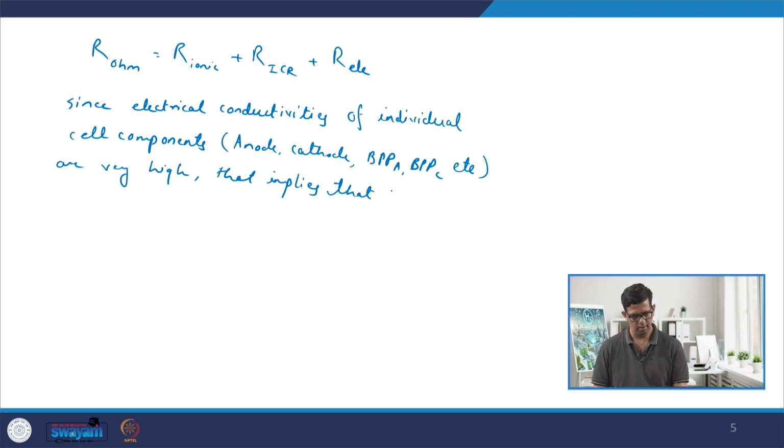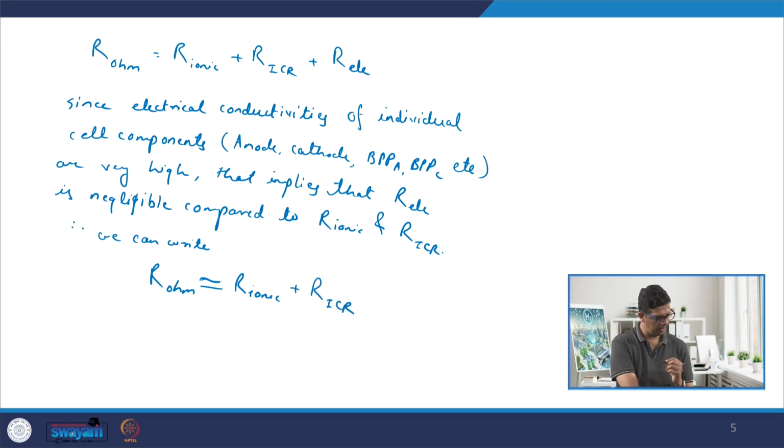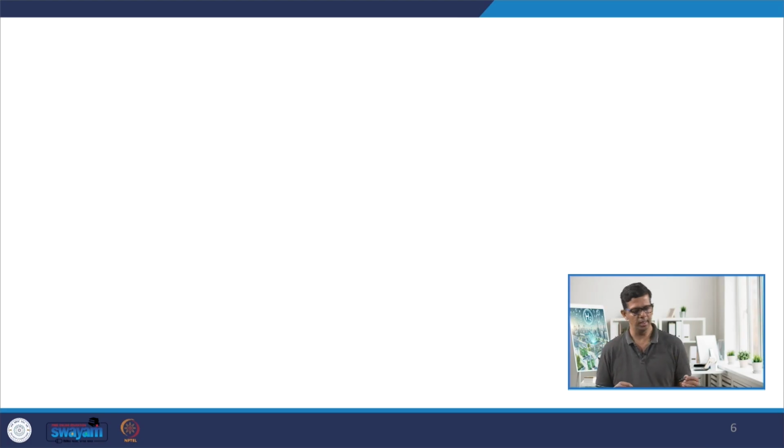since that implies that the R electrical is negligible compared to R ionic and R ICR. Therefore, we can write R ohmic is almost equal to R ionic plus R ICR. So, let us quickly understand what this interfacial contact resistance means.